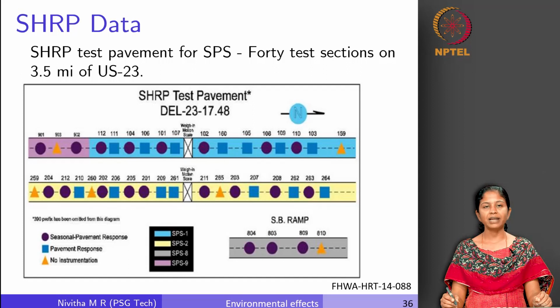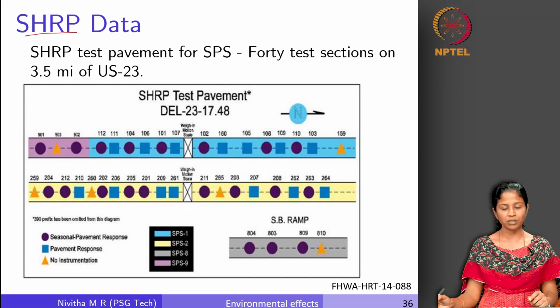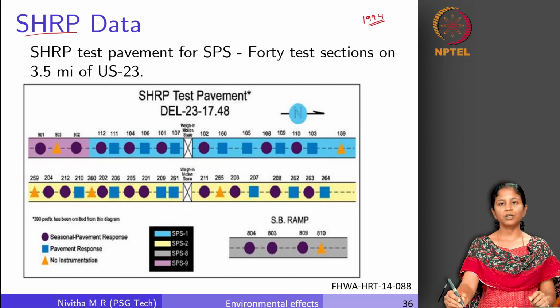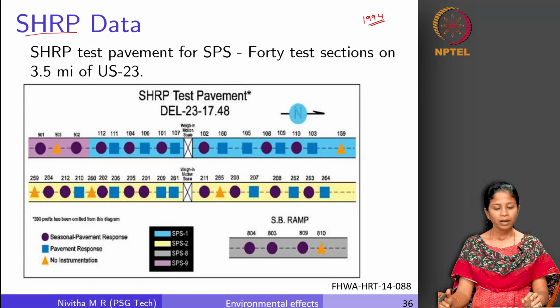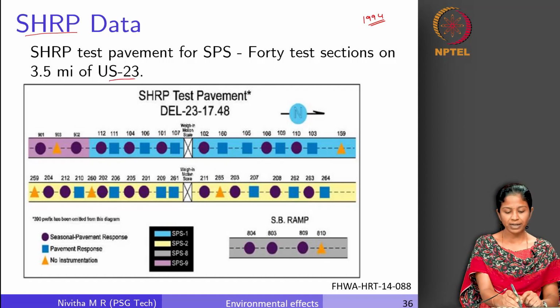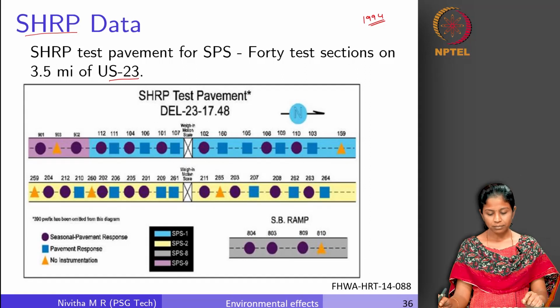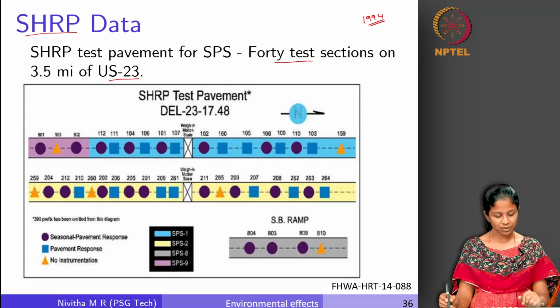Similarly, there is another study which was carried out by Ohio Department of Transportation. They had taken the Strategic Highway Research Program data. So if you recollect, in 1994 the Strategic Highway Research Program data was published. It has a lot of pavement cross sections which were studied, and they collected a number of data points across different highways. So this is one particular highway, US 23 in Ohio, collected by Ohio Department of Transportation. 40 test sections were chosen, and these were the data that were collected from these 40 test sections.